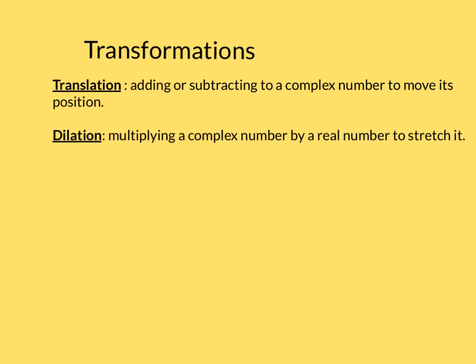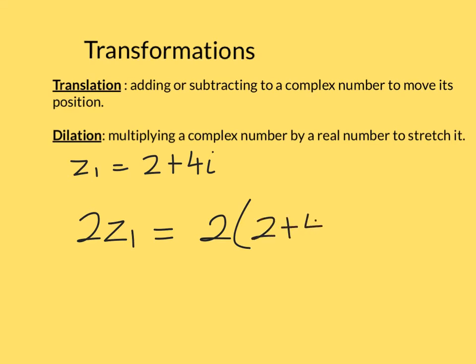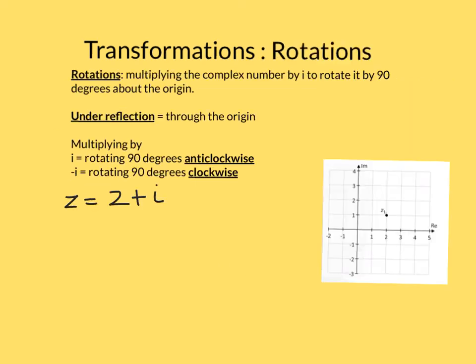So for example, if we take z1 equals 2 plus 4i, and then let's say the question asks us for 2z1. All we would do there is multiply that 2 by 2 plus 4i. And very like algebra, just multiply that 2 straight into the bracket, so we get 4 plus 8i. And that movement there is called a dilation, so multiplying a complex number by a real number just in order to stretch it. The last type of transformation we're going to talk about is a rotation.